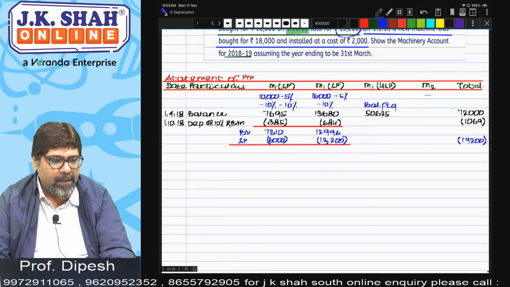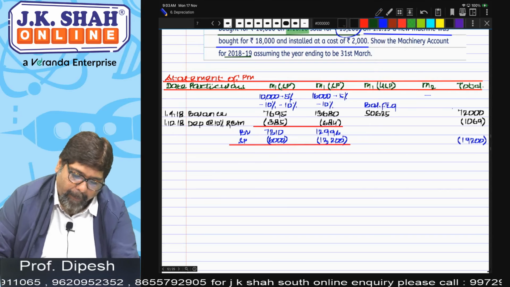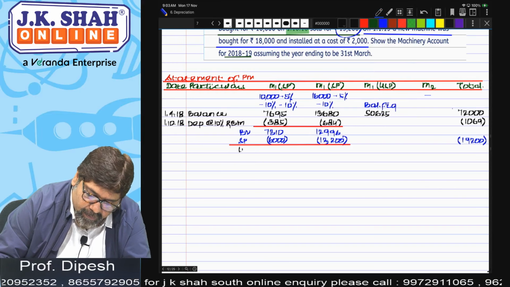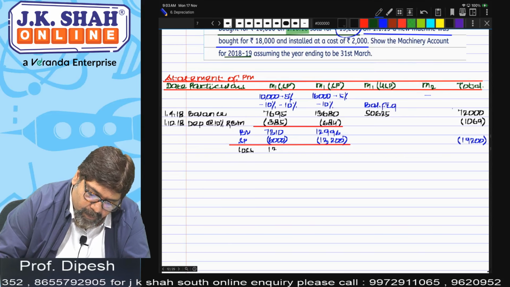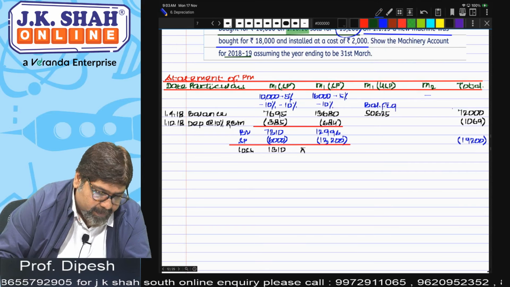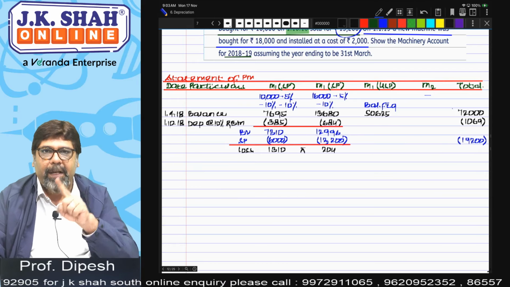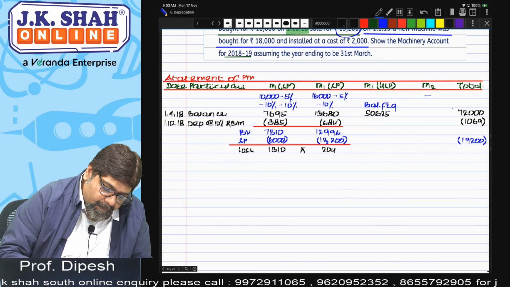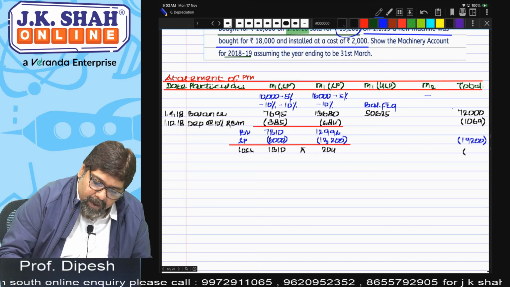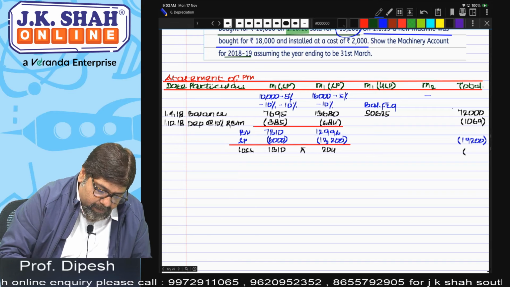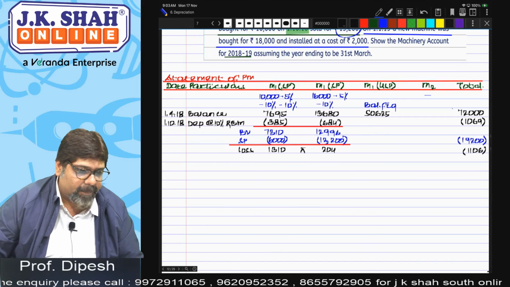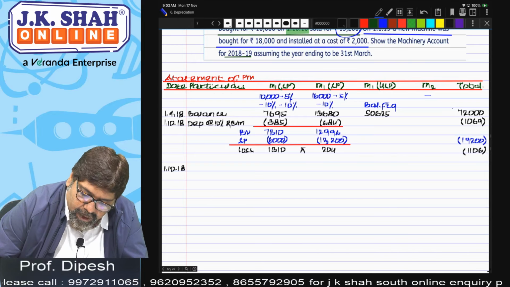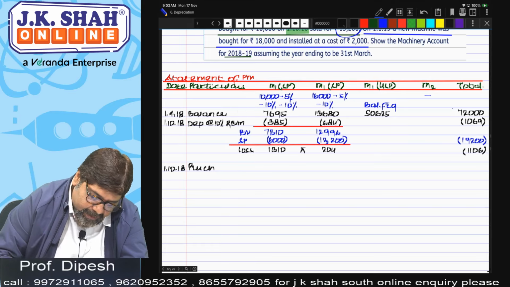Then chartered, over here there is loss 1310. Over here there is profit 204. One has loss, one has profit, so what is the net? Net loss. How much? 1310 minus 204, that is 1106 ka loss. Correct.